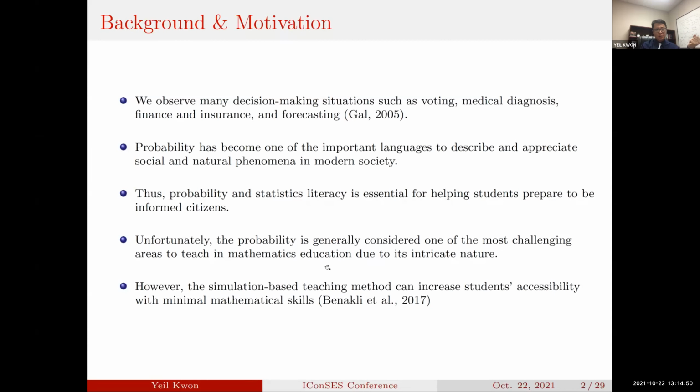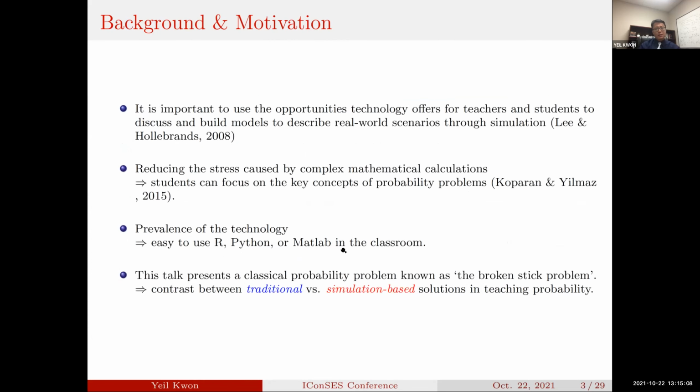And recently, you know that probability and statistics has become a very important part of our modern life. So we have to think about how we can deliver probabilistic knowledge to students in a more efficient way. One of the very attractive candidates to deliver this is using technology, especially simulation.